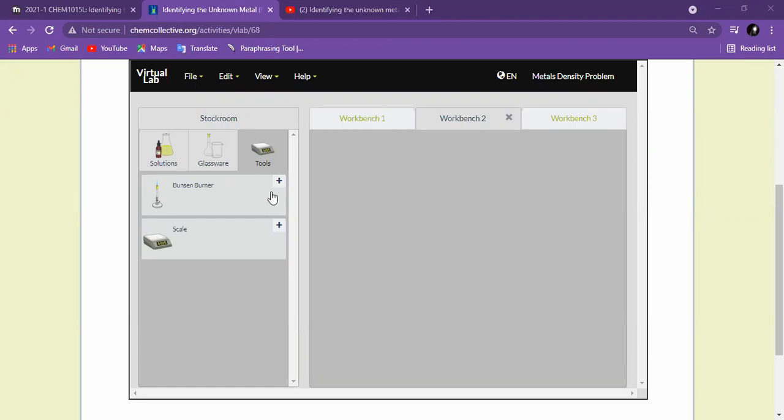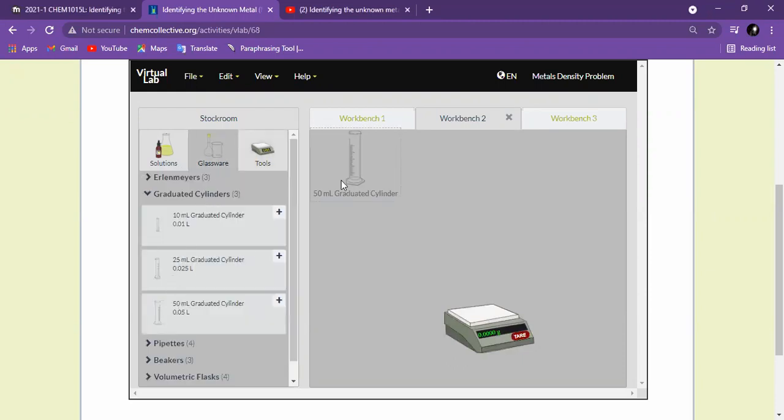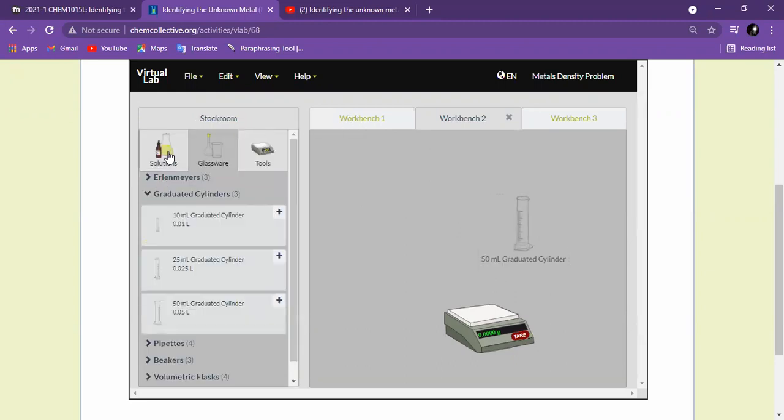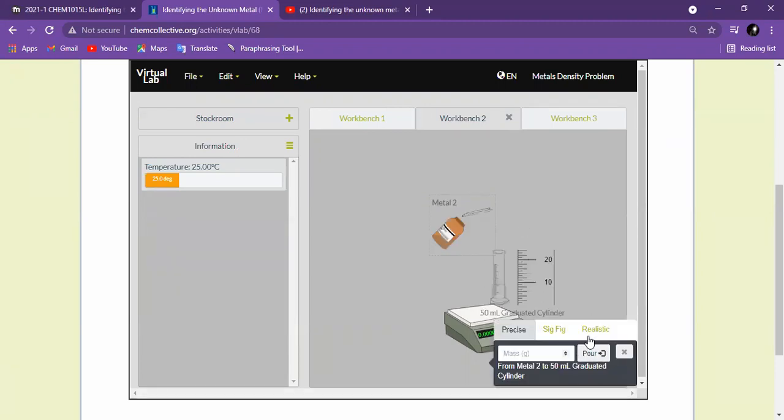Now we will move on with metal 2. So we will be using the same materials as the ones we used for metal 1. We already know the measurement of the empty graduated cylinder, so therefore we will not measure it anymore. We will just add the metal.